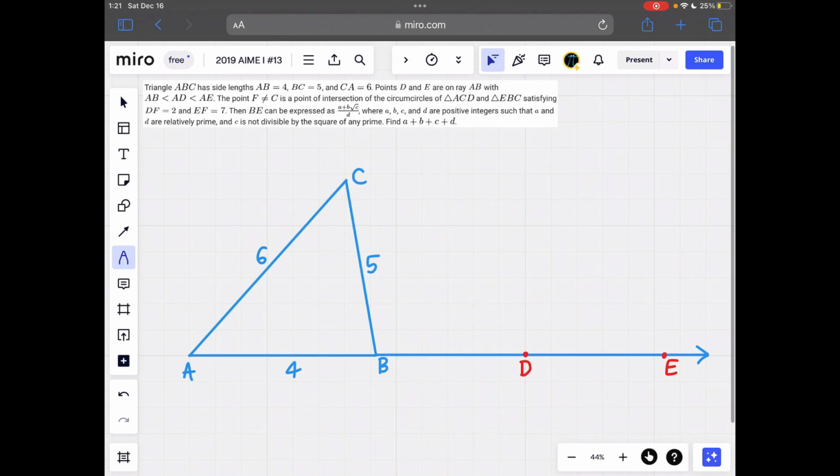Then BE can be expressed as A plus B root C over D, where A, B, C, and D are positive integers such that A and D are relatively prime, and C is not divisible by the square of any prime. Find A plus B plus C plus D.